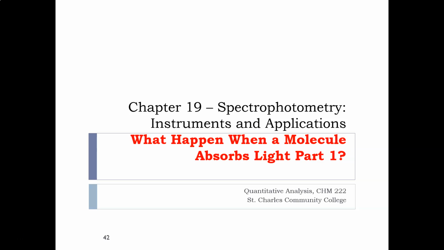So this video's continuing on with chapter 19, spectrophotometry, instruments, and applications, but shifting the focus from the instrument, which is what the first few videos were over, like the insides, how it works, and then we looked at how to calculate when we've got a mixture. And now we're focusing on when a molecule absorbs light. What the heck happens?